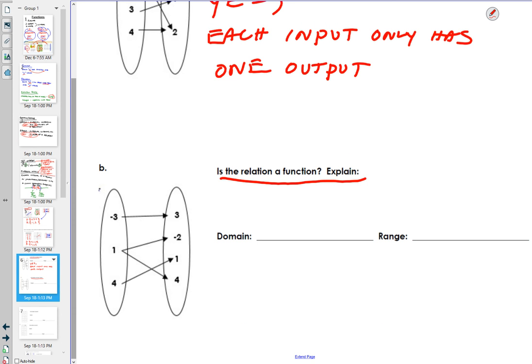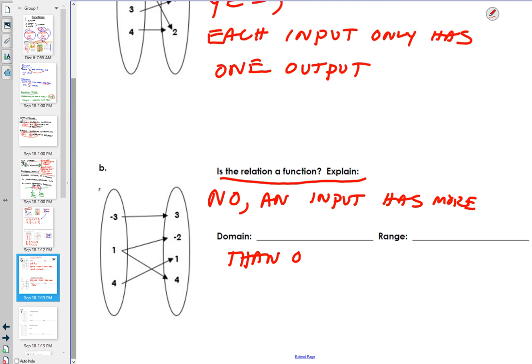How about B? No. Miranda is correct. This is no. Why is it a no? Because an input is more... Very good. There is an input that has more than one output. Which is that evil input that's breaking the law? Yeah, the one.